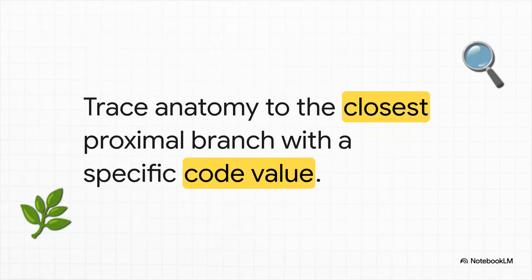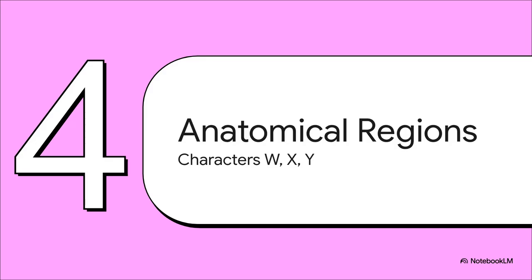We also have the proximal branch rule. You're going to find this one especially relevant for the cardiovascular and nervous systems. If a specific branch of a blood vessel or nerve does not have its own specific body part value in the tables, coders must actually trace the anatomy back. You follow it up to the closest proximal branch that does have a specific code value, and you use that one. All right, moving on to our fourth segment, Section 4, General Anatomical Regions.